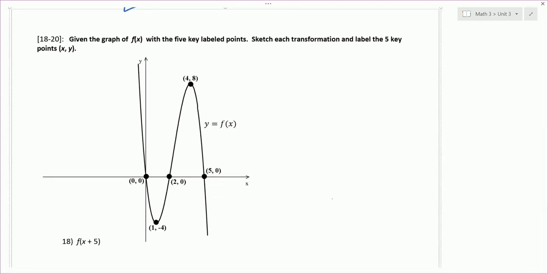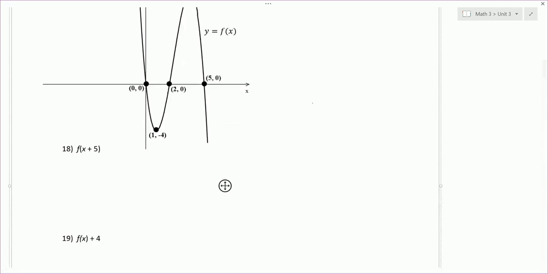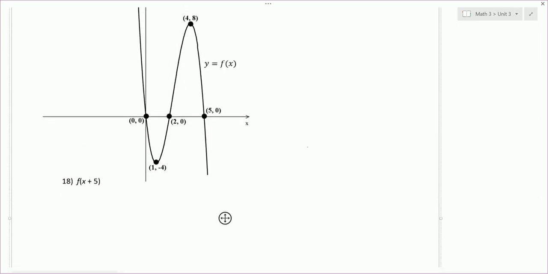We're given a function here. It says, given this function with 5 key labeled points, sketch each transformation and label the 5 key points. Okay, so we need to first identify the transformation and then sketch it. 18, that f of x plus 5 tells us we're moving everything to the left 5 units. So if we take each of these points and move them 5 to the left, where will we end up?